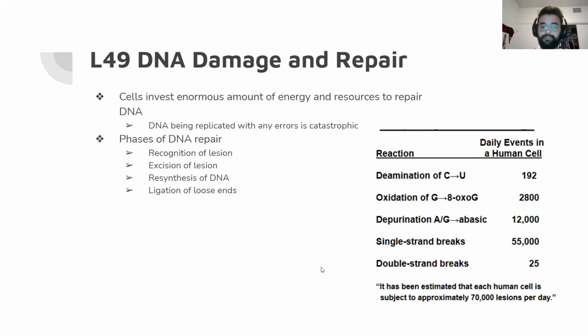Our cells actually invest a lot of energy just to repair DNA. Even DNA being replicated with any errors can be an ultimate catastrophe. So there are certain phases of DNA repair. First thing, we're going to recognize the problem. Then we're going to remove the problem. We're going to resynthesize that DNA, and then we're going to ligate those loose ends. You're going to see a lot of the different DNA repair processes follow this type of order.